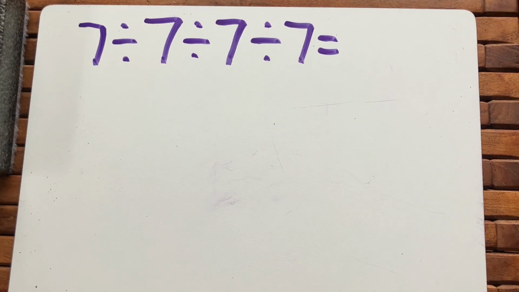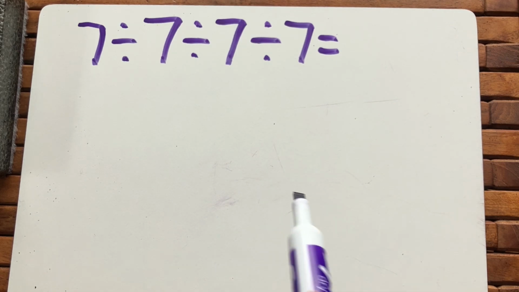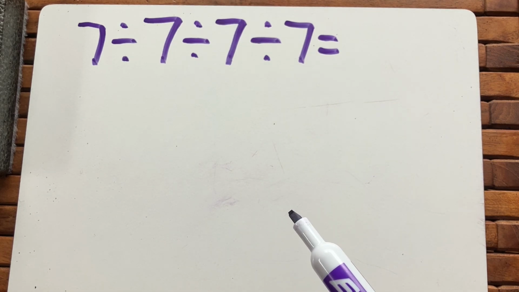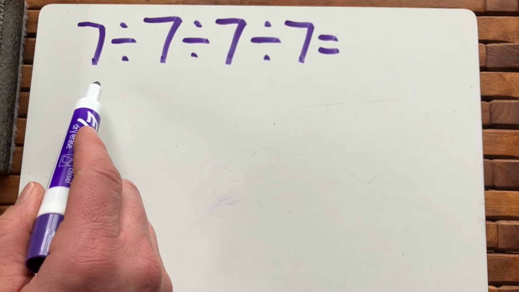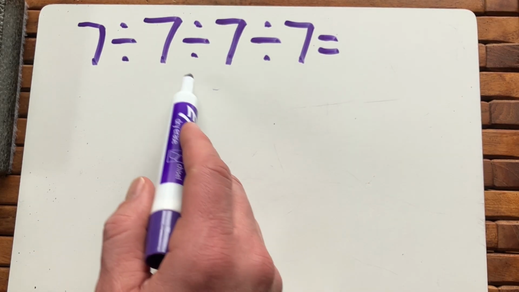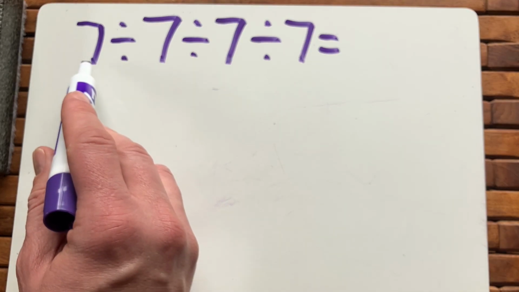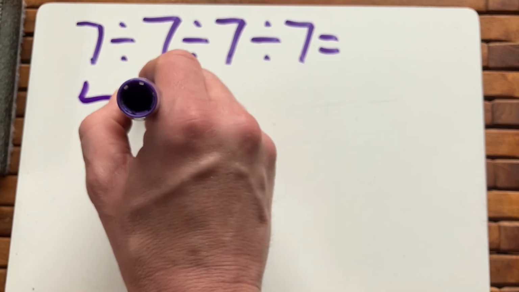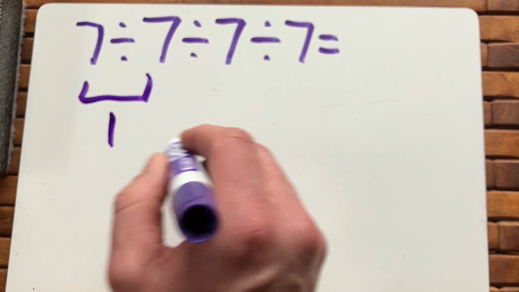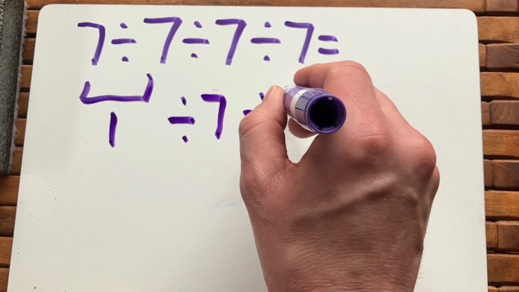Now, in order to solve this equation, we have to remember our order of operations. And the only thing it's asking us to do is divide. But in that order, according to the order of operations, we have to start over here on the left and go to the right. So if you start this division here or here, you're going to get the problem wrong. We have to start here first. So 7 divided by 7 equals 1. And I'll bring the rest of the problem down.